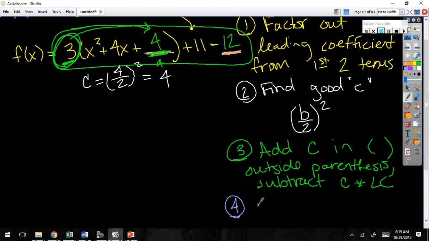All right, now I'm going to factor, and once I factor and simplify, this is going to be in vertex form. It's like magic. So what happens is, remember, the whole point in completing the square is so that we get a perfect square trinomial, right? So I've got the 3 outside. How does this factor? If it's a perfect square trinomial, come on, y'all.